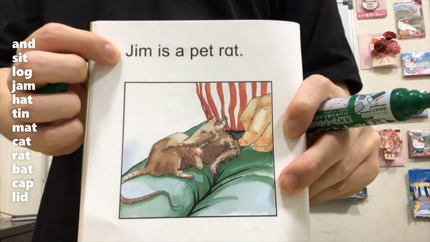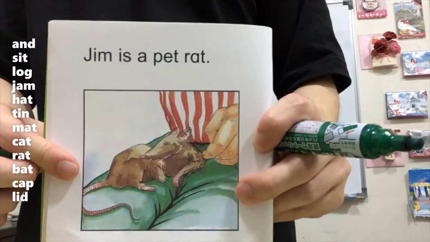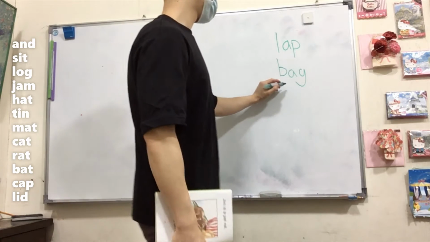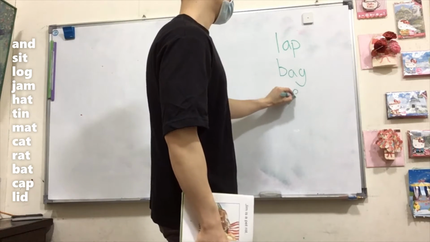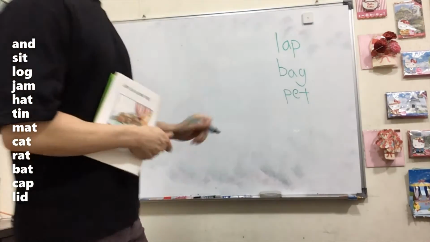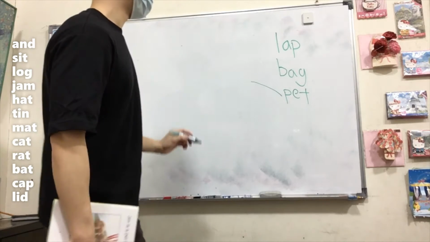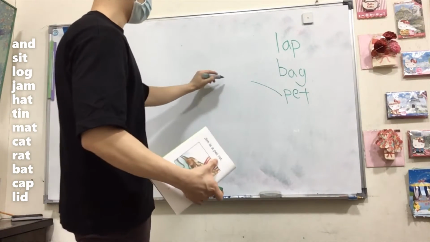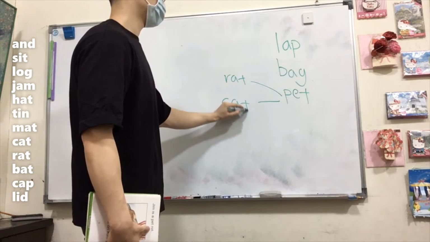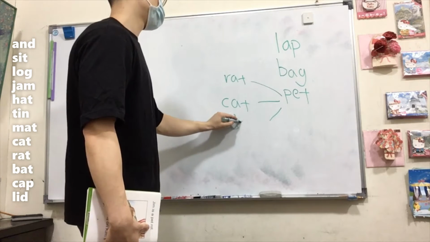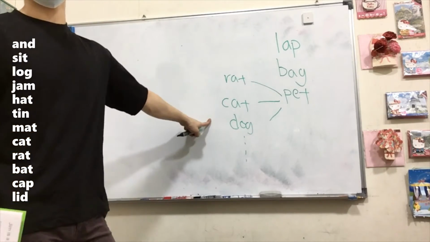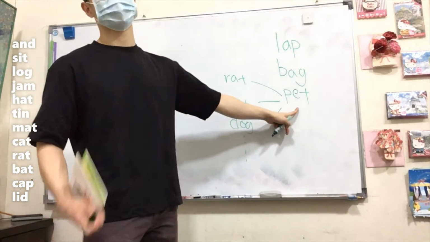Jim is a pet rat. So the new word here is pet. Pet is like an animal that you keep at home. An example of a pet can be, as you can see here, a rat. It can also be a cat, it can also be a dog, and many more. These are examples of pet, alright?